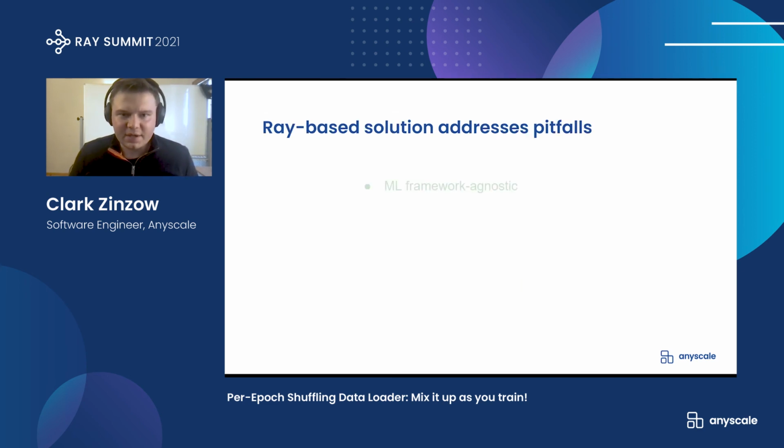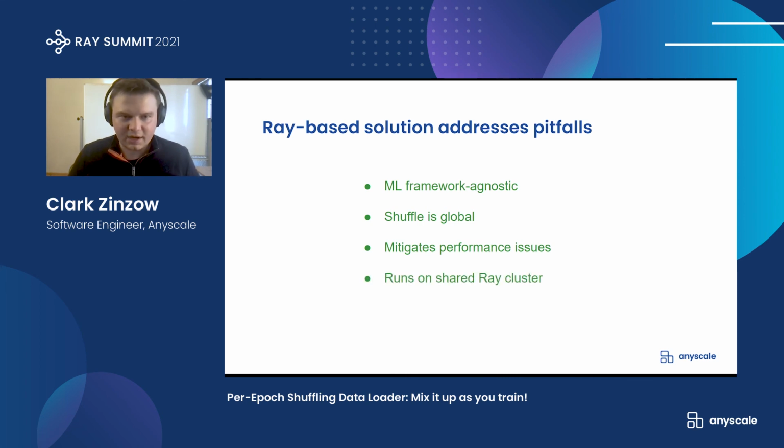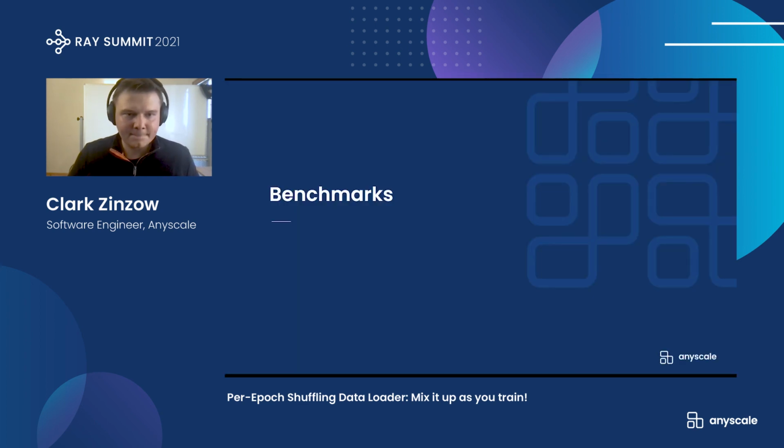And so this Ray-based solution addresses the following pitfalls that we talked about before. It's framework agnostic. It's a truly global shuffle. It mitigates the performance issues that the PyTorch data loader and Petastorm data loaders have experienced via pipelining, prefetching, and then also Ray's system characteristics. It runs on a shared Ray cluster with your trainers. It's easy to integrate with all of your favorite machine learning frameworks. It's essentially just an iterator API, which is super easy to match any ML framework's dataset API.